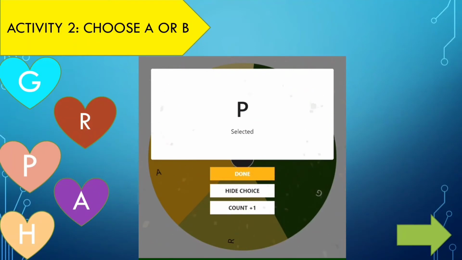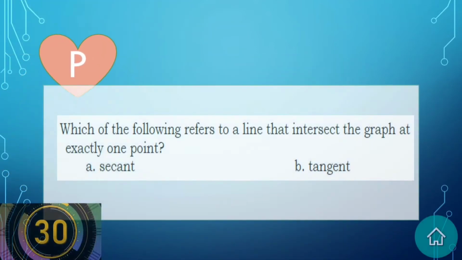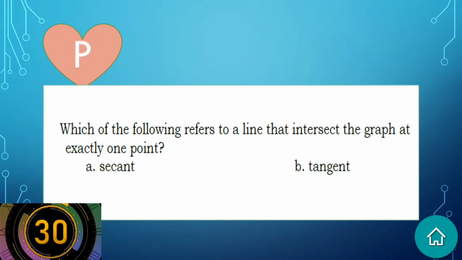In this part, you may take down notes all the questions for your reference later. So it's P. In P, which of the following refers to a line that intersects the graph at exactly one point? Is it A, secant, or B, tangent? Your time starts now.